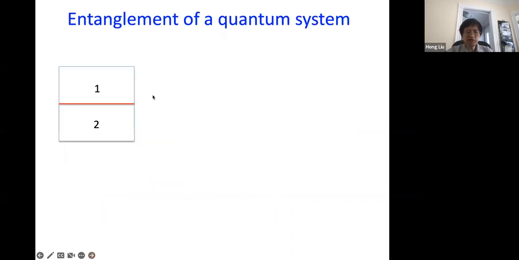So let's say a few words about the entanglement of a quantum system. Let's imagine we have a quantum system, which is represented by a box here. Now imagine you can divide this quantum system into two subsystems, which are labeled by 1 and 2. Normally we assume there's a factorization of the Hilbert space. The full Hilbert space of the system can be factorized into the Hilbert space for subsystem 1 and the Hilbert space for subsystem 2. So the full Hilbert space is a tensor product.